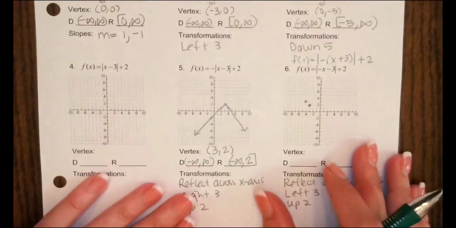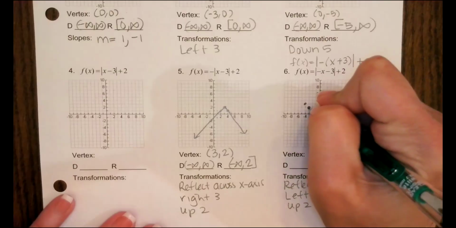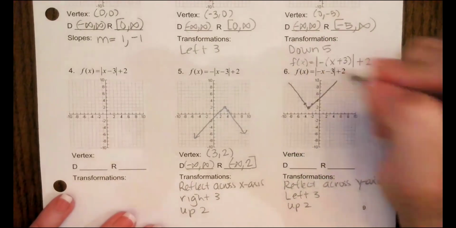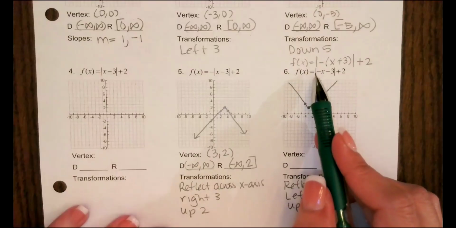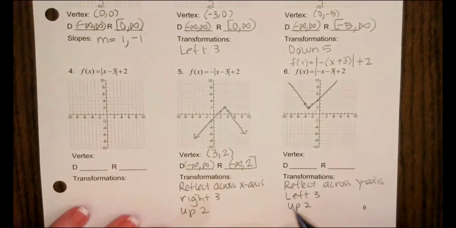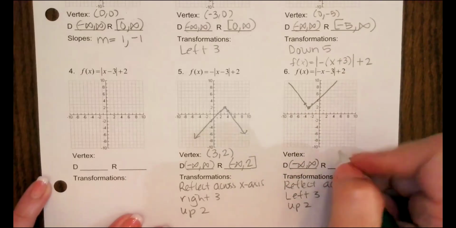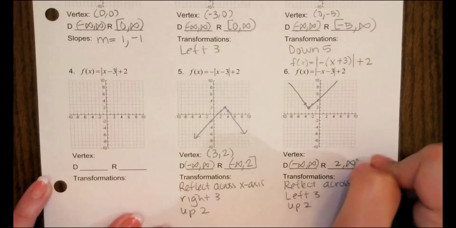So this graph right here, again, is going to go this way and this way. It is not any thinner or any wider because there is no a value here changing its stretch or compression. Our domain is still all real numbers, and our range is from 2 to infinity.